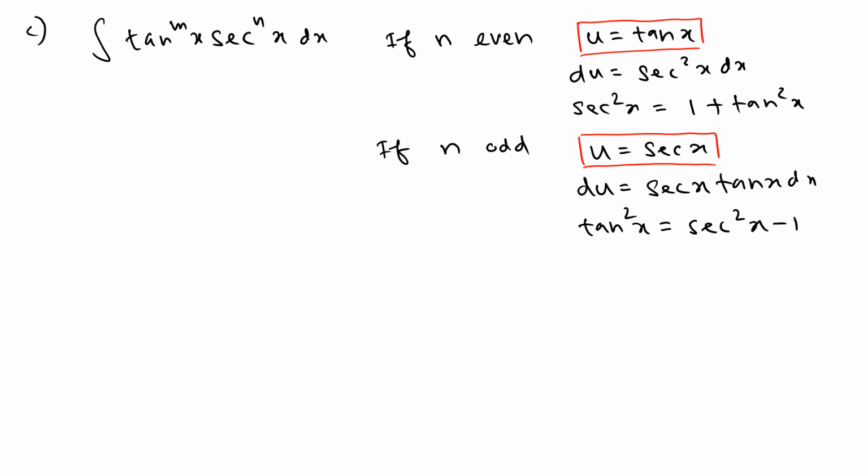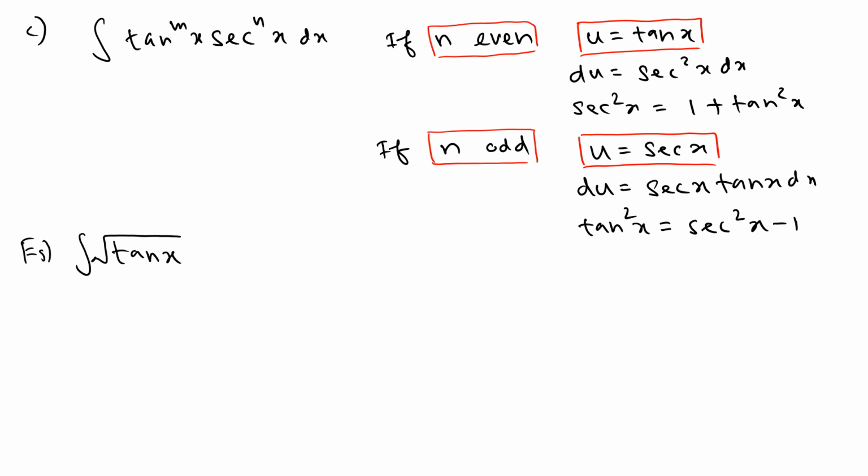So let's look at a problem just to see how we can use the idea. Again, if n is even, we can use u equals tan x. If n is odd, we can use u equals secant x, and this works most of the time. As an example, let's look at this problem. Actually, we did a very similar problem in the lecture. Let's use the same variable, theta: the square root of tan theta times secant to the fourth theta d theta.